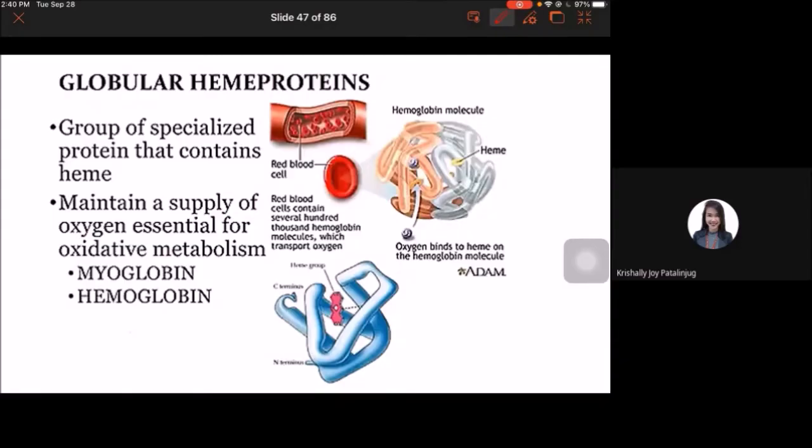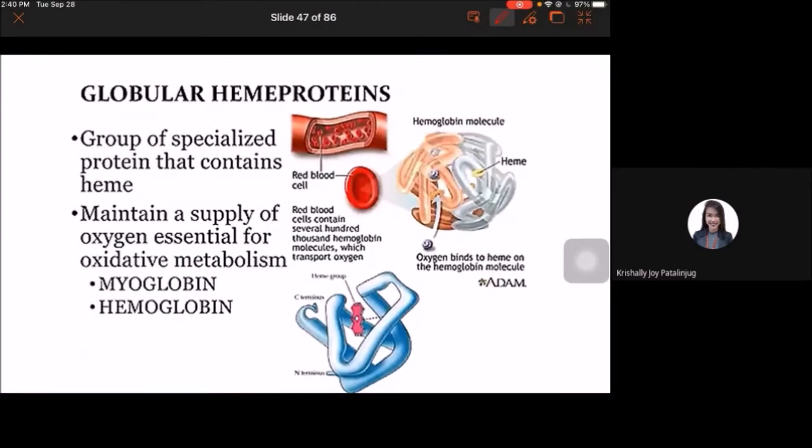Next. So, talking about globular proteins, these are any proteins containing heme. Kapag ang protein contains a heme, you know already what is a heme. Ano yung dalawa na bumubuo ng heme? Dapat merong central na iron at saka merong surrounding na protoporphyrin ring. So, kapag merong heme, that is also known as heme protein and the globular heme protein.